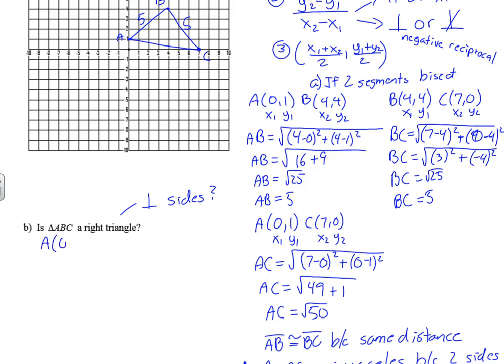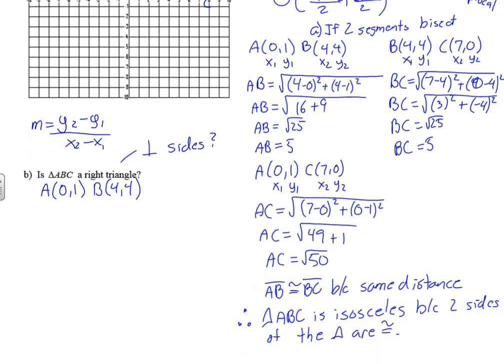So I'll start with A, which is 0, 1, and I'll start with B, which is 4, 4. And now I'm going to do the slope formula. Maybe you want to write the slope formula down here, y2 minus y1 over x2 minus x1. All right. And now I'm not going to write AB because I'm not talking about the length. I'm going to write the slope of AB. x1, y1, x2, y2. I'm being very specific with those things. It matters. So 4 minus 1, y2 minus y1 over x2 minus x1 would be 3/4. Okay, so that's the slope of AB.